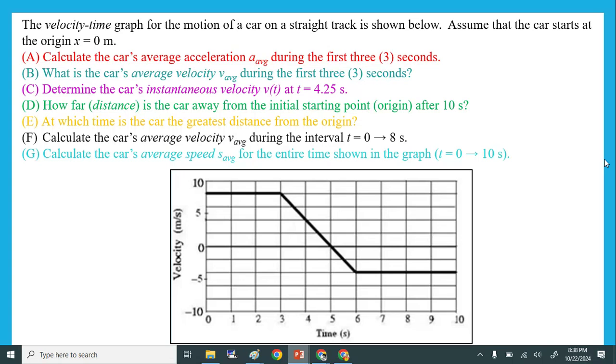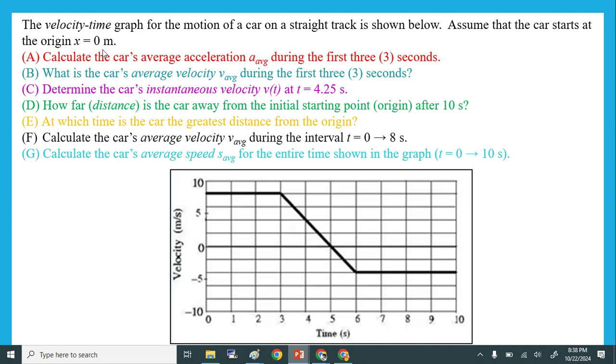Alright, so here is a video on a velocity versus time graph. This is the velocity time graph of the motion of a car on a straight track, shown below. Let's assume that the car starts at the origin, x equals 0. So we know our initial position is equal to 0, which makes things easy.